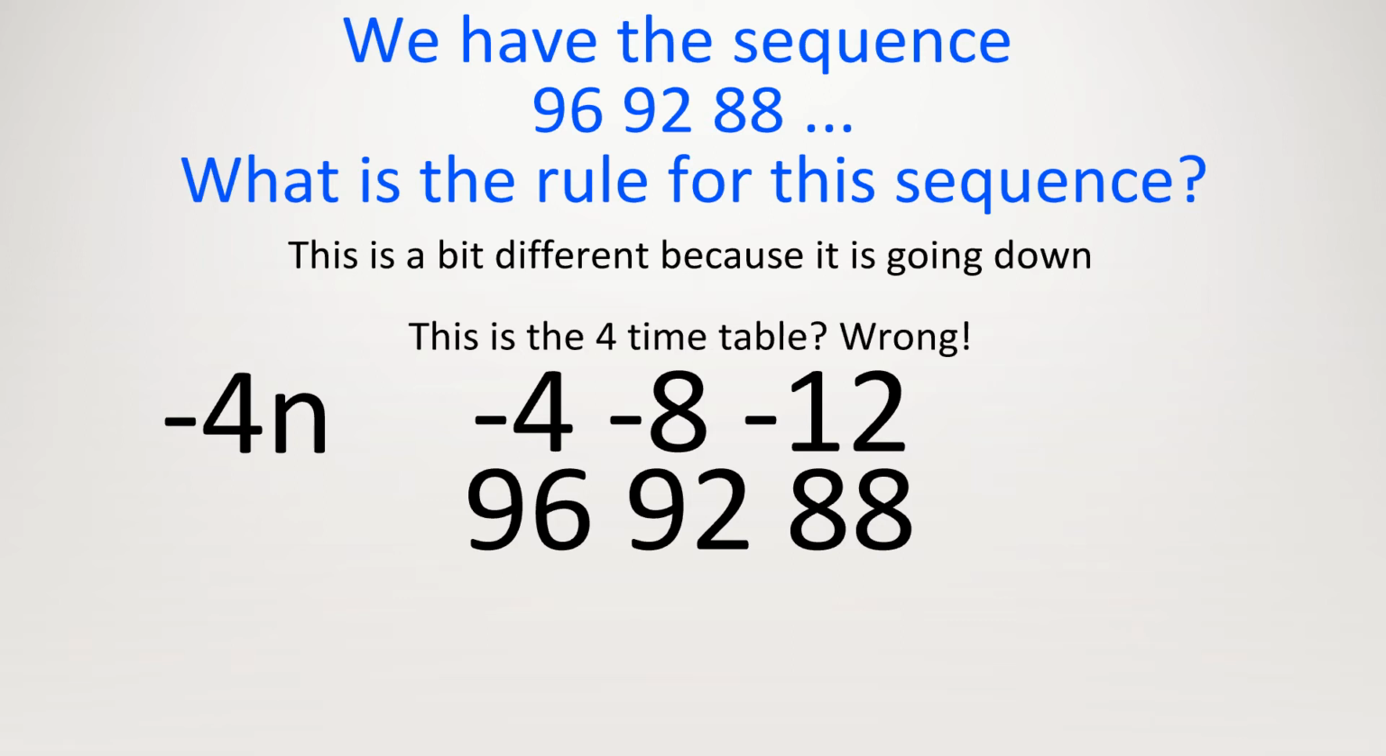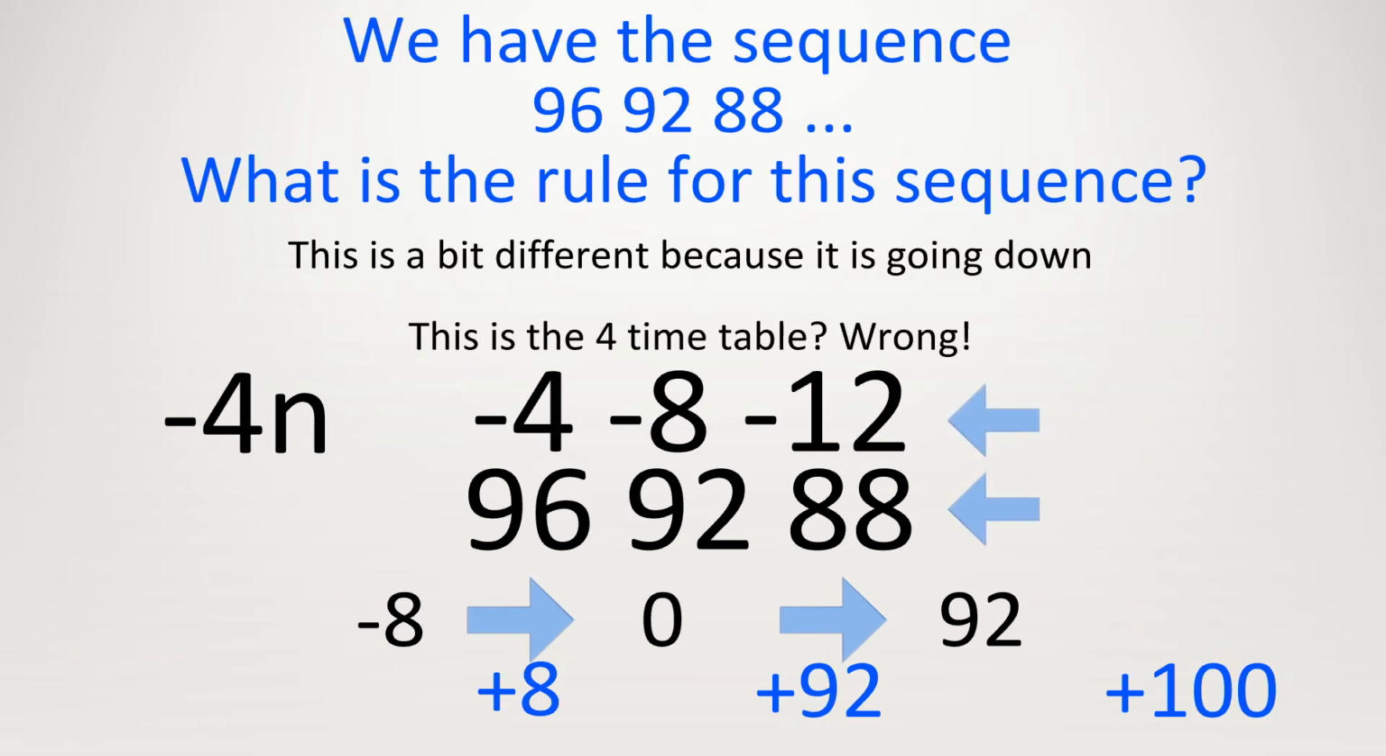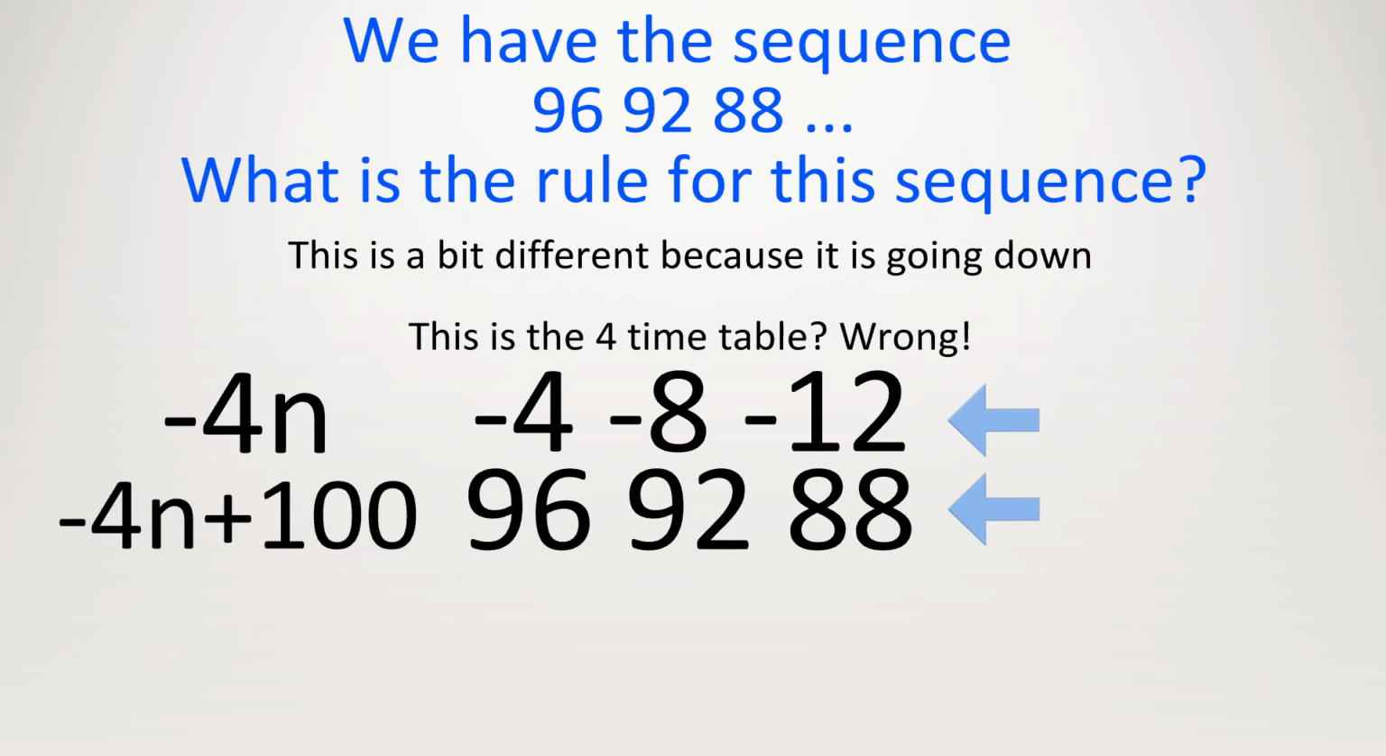This is adding 100, because to go from minus 4 to 96, it is good to go to 0 first. This is adding 4. Then we go 0 to 96, this is plus 96, so altogether plus 4 plus 96, this is plus 100. If we go from minus 8 to 92, it is the same thing. Minus 8 to 0 is plus 8, then plus 92, so altogether plus 100. That means to go from the top to the bottom row, we add 100. Hence, the answer is minus 4n plus 100.